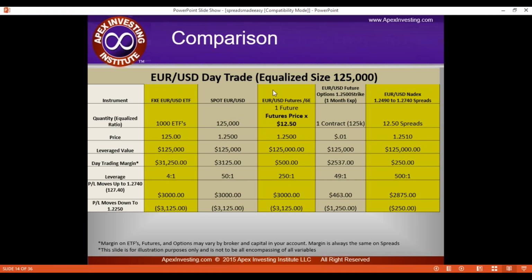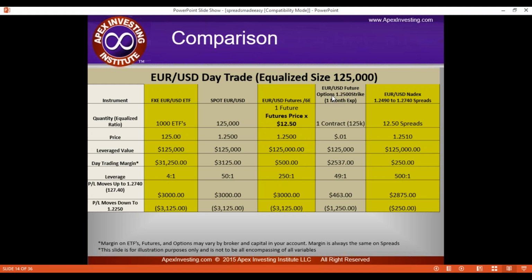giving you, like we mentioned earlier, a 50 to 1 leverage there. Let's say you're trading futures on the euro dollar, like the 6E futures. Again, controlling $125,000, you're only having to put up about $500 for that futures contract. So that's giving you about a 250 to 1 leverage.